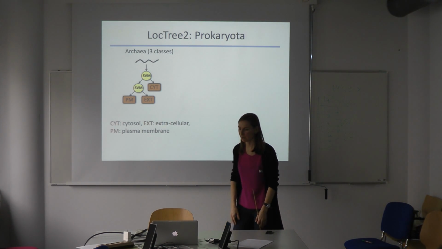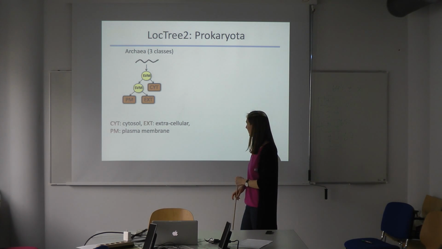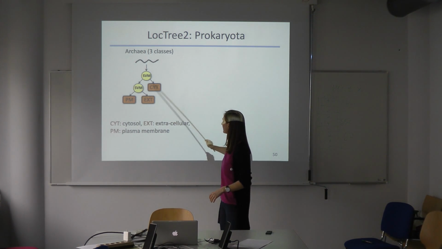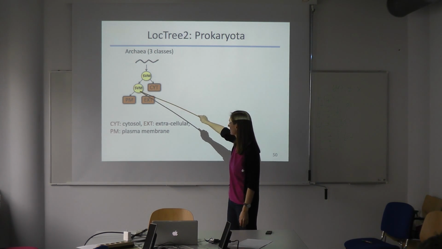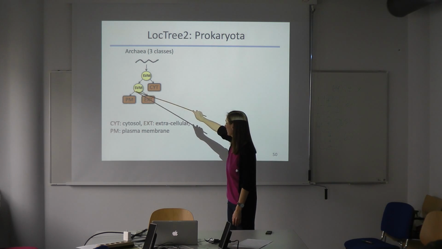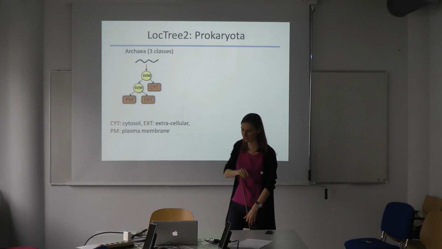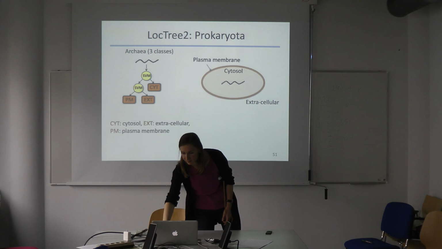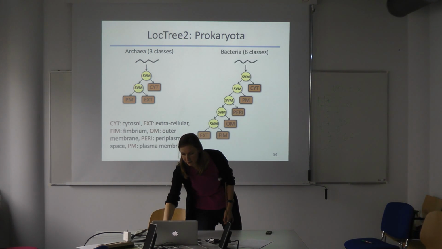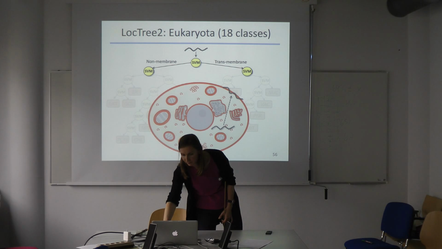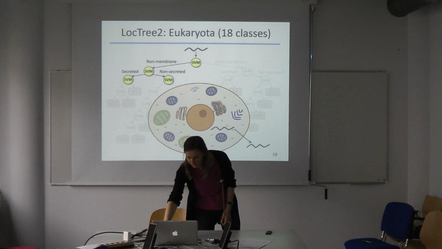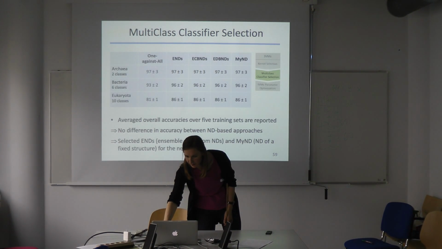Okay, so that's how it works. For 3 localization classes, you send your sequence to the first SVM. It says either cytoplasmic or something else. If it's something else, then the second SVM says this is membrane or extracellular. As simple as that. Okay, so visualization for bacteria, same way: 6 classes, for eukaryota, 18 classes. So first, as I said, it's separation between membrane and non-membrane. Then the next level is secreted, non-secreted, and so on.